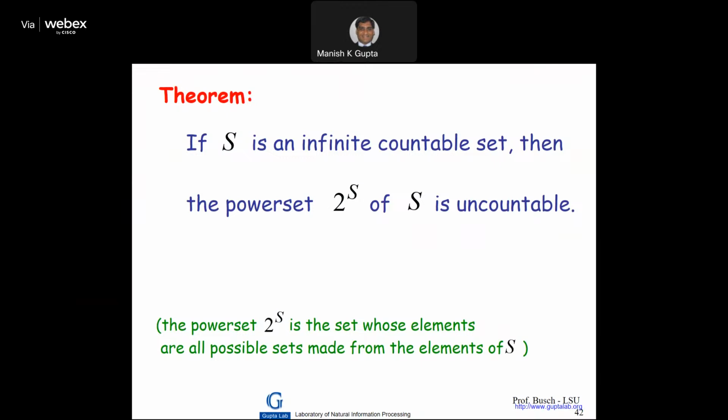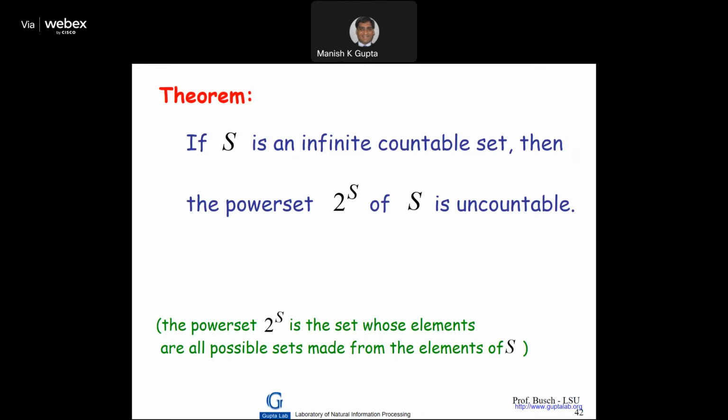Then I am going to produce an element, using the Cantor diagonalization argument, which is in the set, but which is not in this list. That means our reasoning has some problem. You understand what I mean?